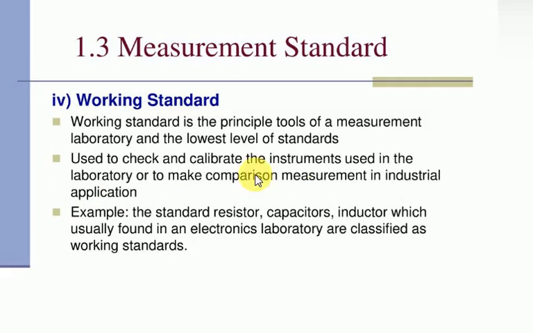After that, working standards. What are working standards? Working standards are the principal tools of a measurement laboratory and the lowest level of standard. They are used to check and calibrate the instruments used in the laboratory or to make comparison measurements in industry applications. Working standards are used in laboratories in the day-to-day process of calibration. For example, the standard resistor, capacitor, and inductor usually found in an electronic laboratory are classified as working standards.